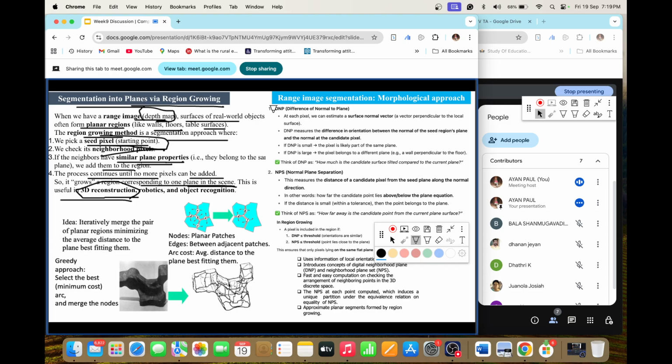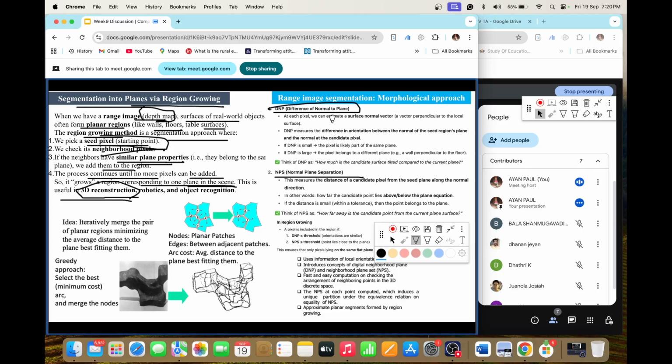Two important terminologies are here for this segmentation into plane via region growing. One is DNP, or difference of normal to plane. Second is NPS, or normal plane separation. So what is this DNP, or difference of normal to plane?